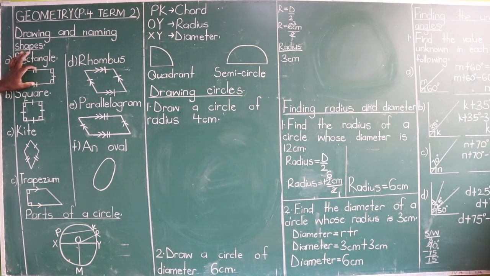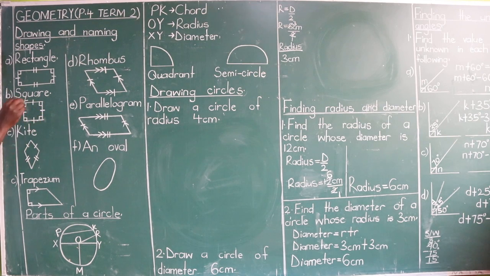A rectangle has got only two opposite sides equal. This is equal to this, and this is equal to this. Whereas here, each of the sides is equal to the other. That's why we draw it in a different form. To show that all sides are equal, we put 1 to mean all are equal.